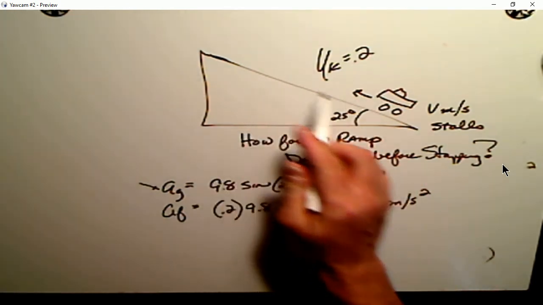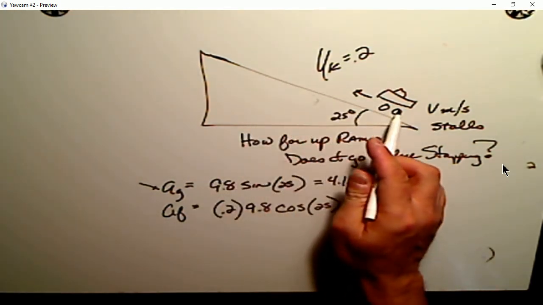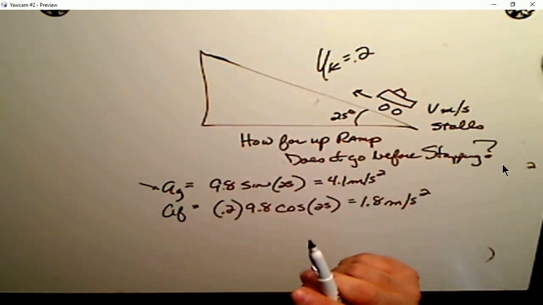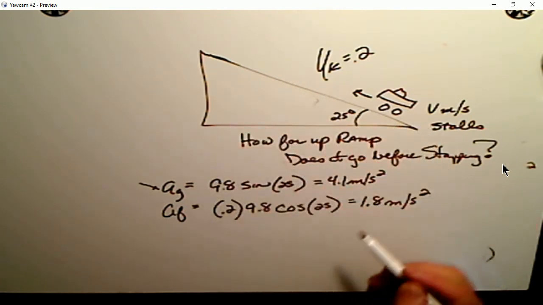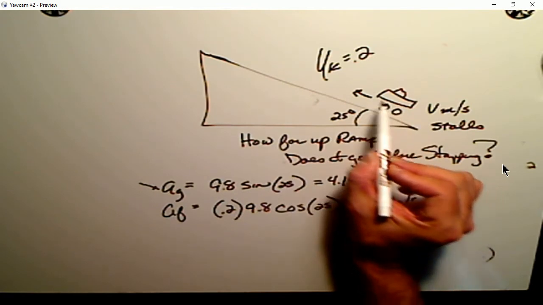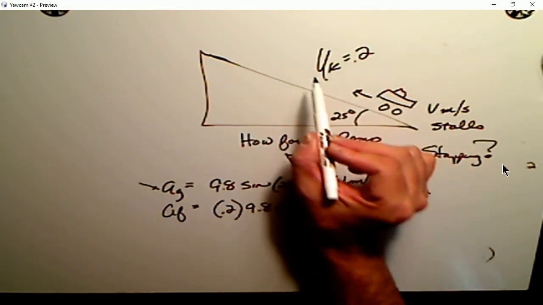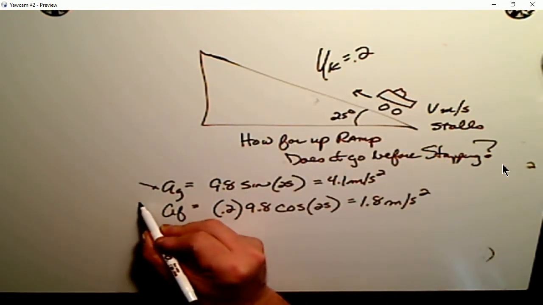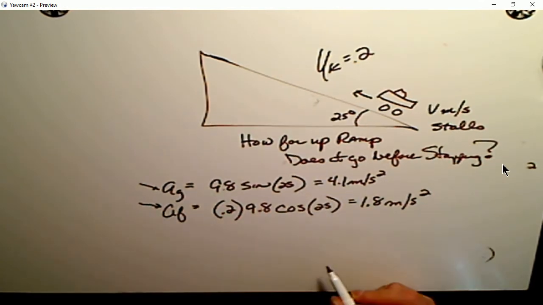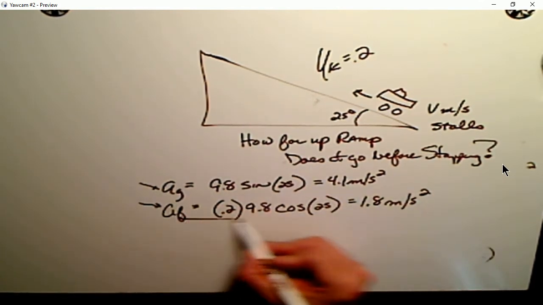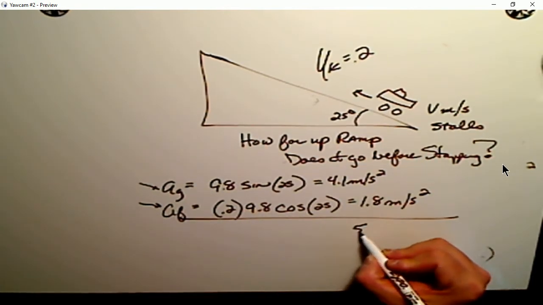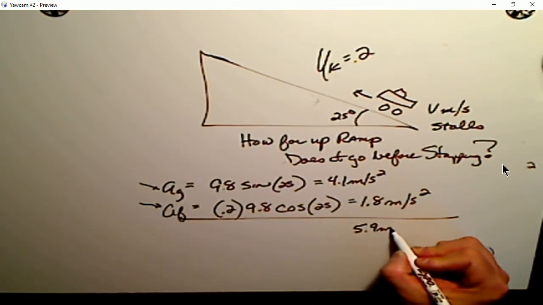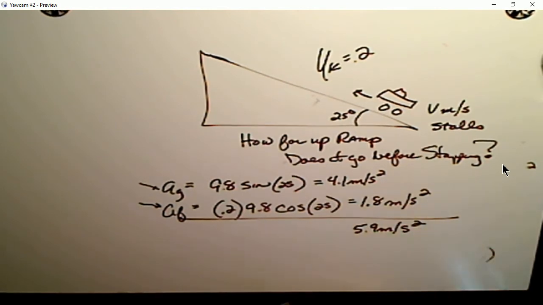But think about it. If there was no friction, would this car go up farther? Yes. Friction in this case is opposing the motion of the car going up the ramp. So the friction is opposing the car going up the ramp. And in that case, it's an additive effect. We're going up the ramp, not down.